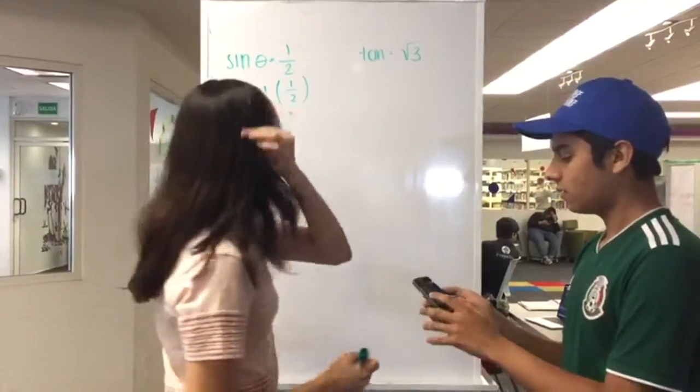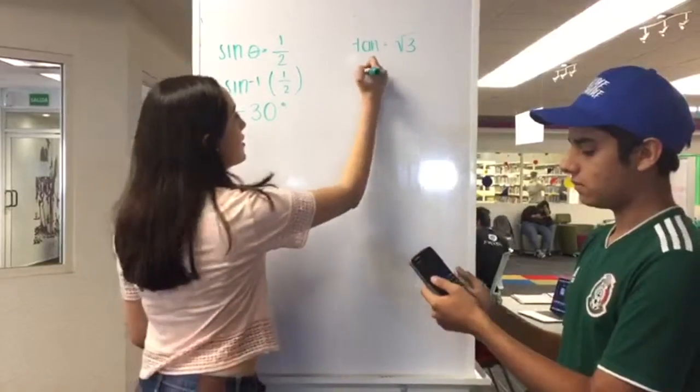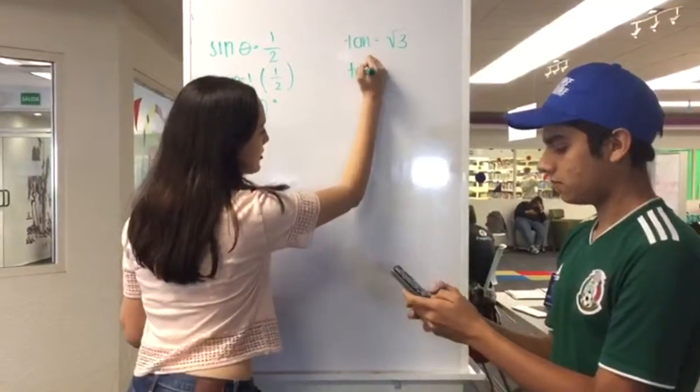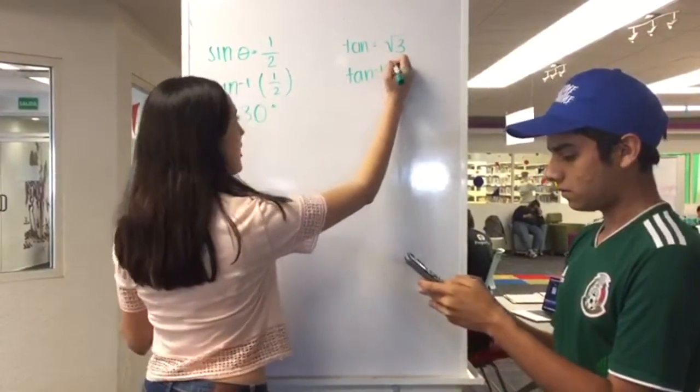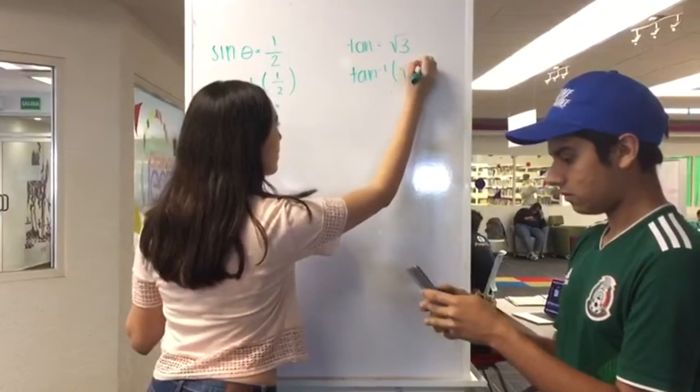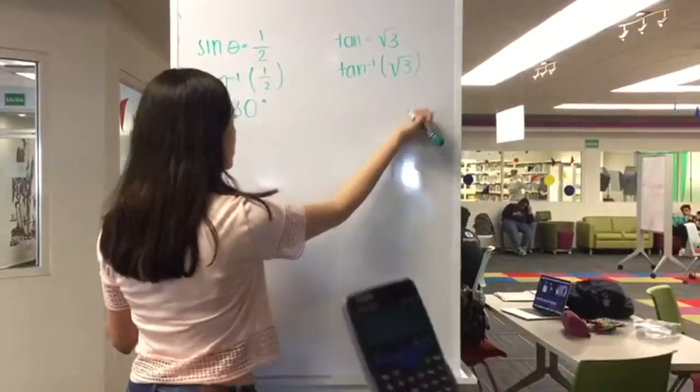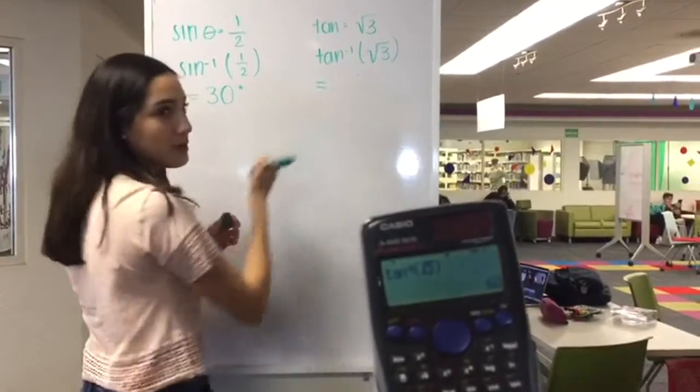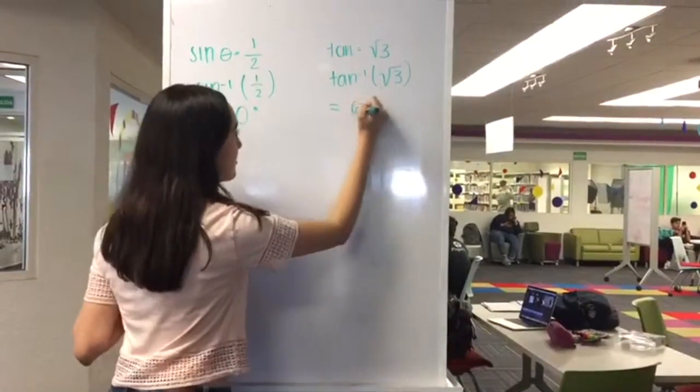In this case, you have to do the same. You have to press shift tangent, so it gives you tangent to the -1. And in the parentheses, you're going to write the square root of 3. And the answer will be 60 degrees.